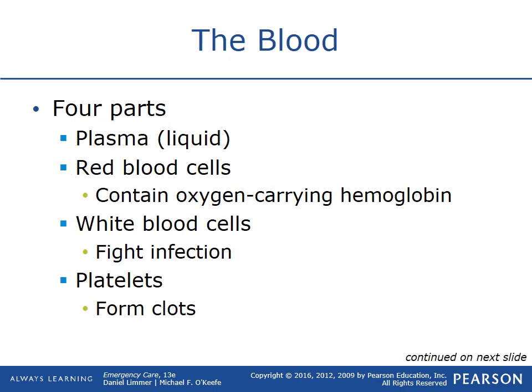The blood is another component that helps in keeping the blood going to the cells. There are 4 parts in our blood components. Plasma is the liquid. We also have red blood cells, which carry oxygen-carrying hemoglobin. White blood cells fight infection, and platelets form clots.